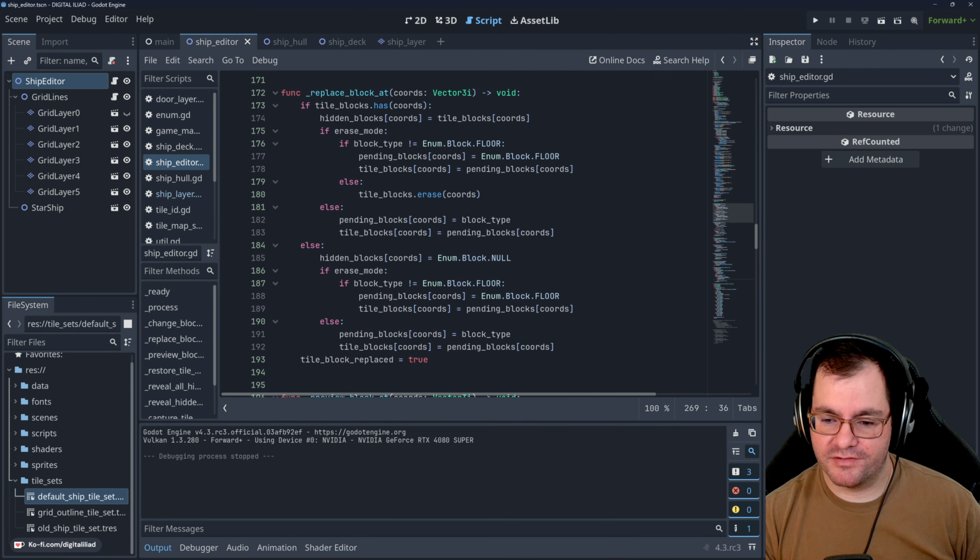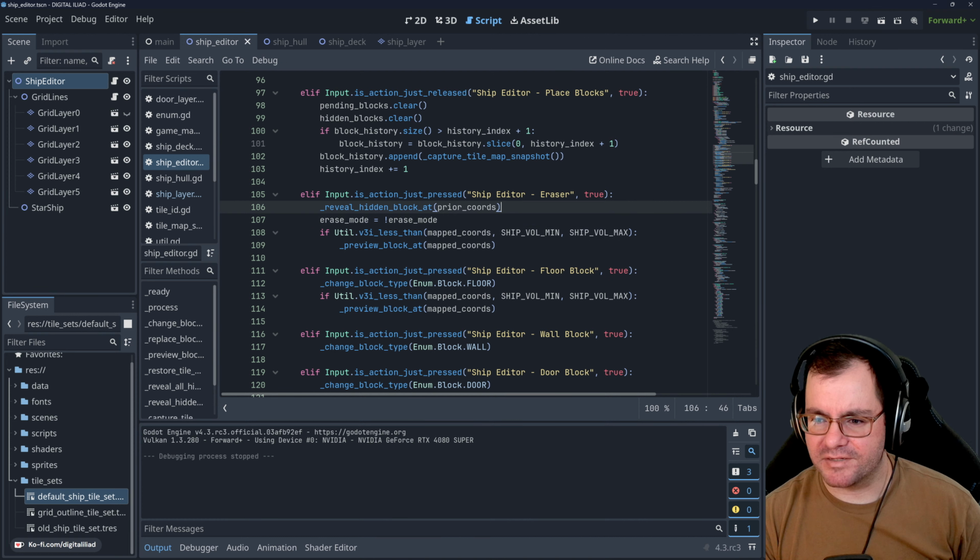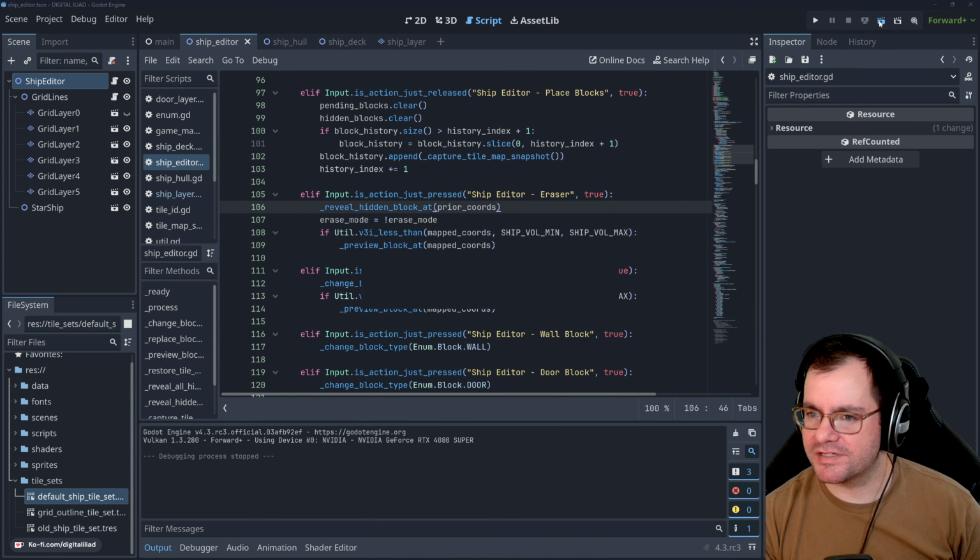So we don't change the block, we change the mode. We need to do a try reveal. Oh, because change block type has a reveal. Yeah, it has reveal hidden coords at. Or reveal hidden block at. Add that back in. That should fix that issue at least.